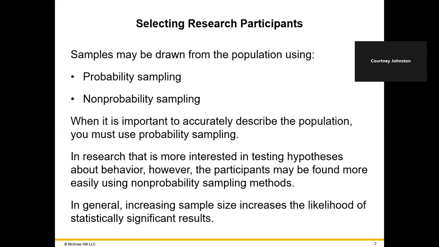We've talked about those before. Probability sampling is going to be based on randomization. Non-probability sampling, this would be like us using a convenience sample and whoever is available. But when it's important to accurately describe the population, we need to use probability sampling or that randomization. In research that's more interested in testing hypotheses about behavior, we can find participants more easily using non-probability sampling methods like a convenience sample.